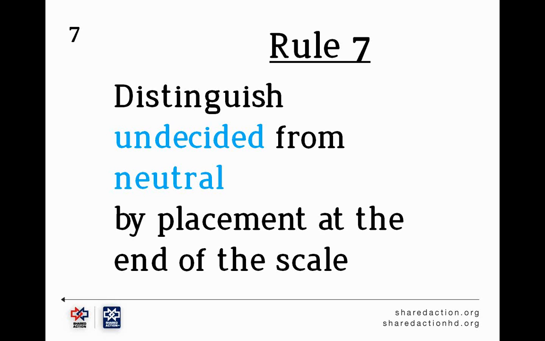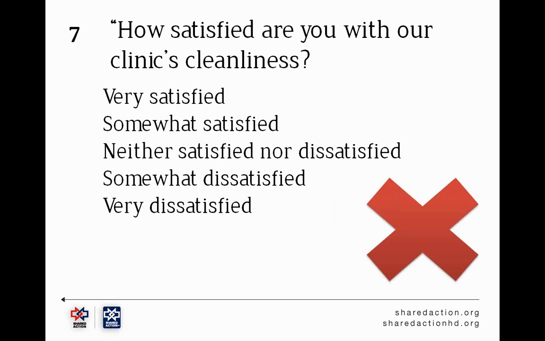Rule 7 is distinguish undecided from neutral by placement at the end of the scale. And this is a tricky one, and this is one that's very frequently ignored but shouldn't be. So we're going to use our last correct example too. We have an equal number of positive and negative categories, and we actually have a neutral too. So I'm neither satisfied nor dissatisfied with a clinic's cleanliness. But all of these kind of assume that I've been to your clinic. I could go to your clinic and think, you know, I'm not really convinced that it's very clean, but I'm also not very convinced that it's dirty. So I just kind of have a neutral opinion.